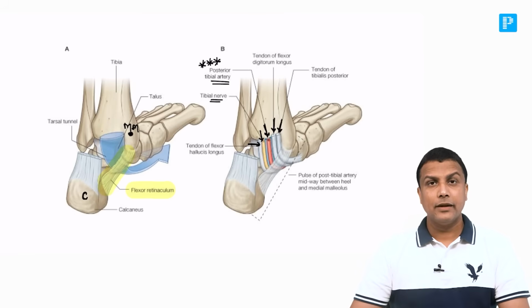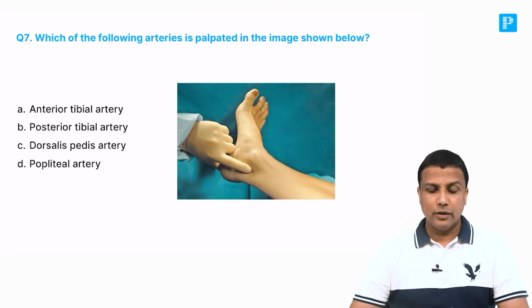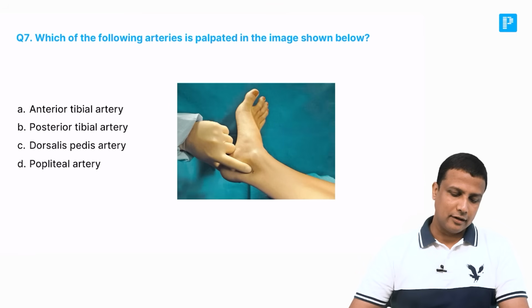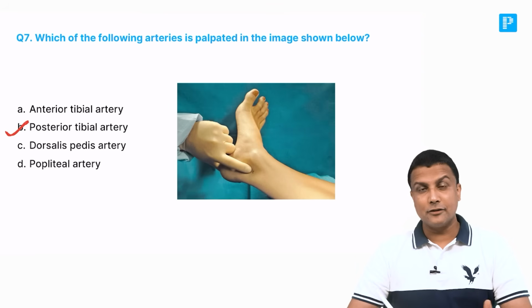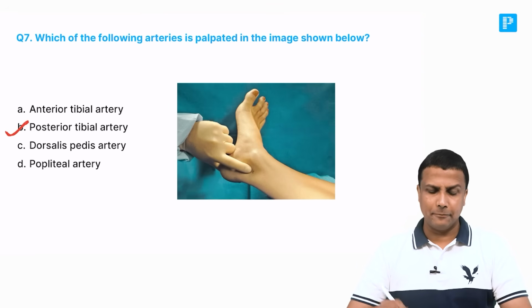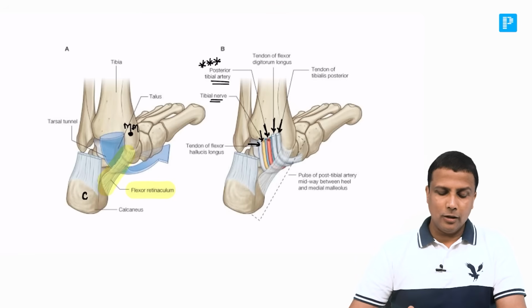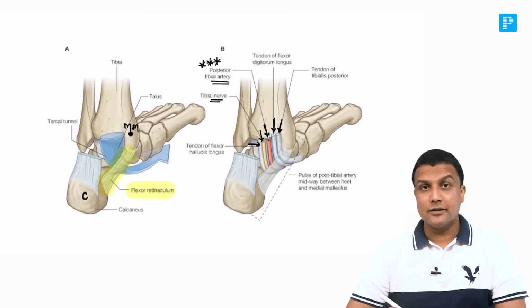Posterior tibial artery. Now, in the image depicted in this question, the doctor is trying to measure the pulse, and that pulse is measured by which artery over there? That artery will be the posterior tibial artery. So you are trying to palpate the pulse over there, that is by which artery? Posterior tibial artery.